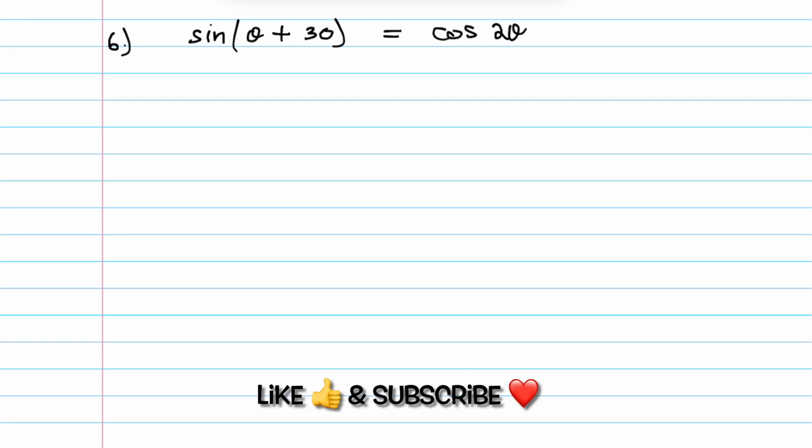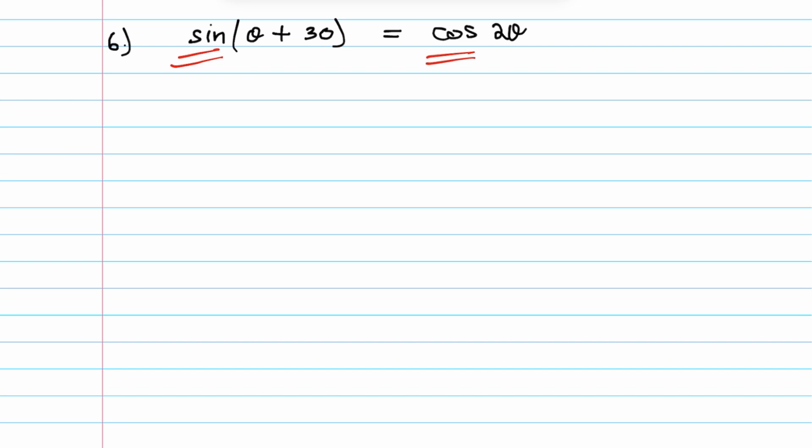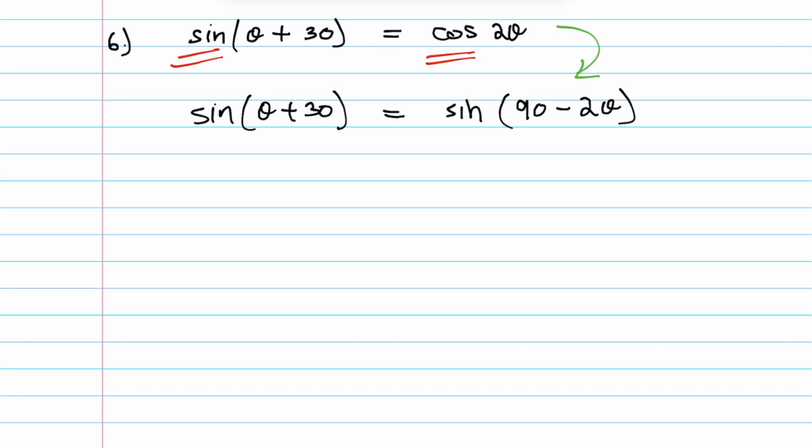Question 6. We have to do the same thing over here, right? We need to get the functions the same. Here's a sine on the left-hand side, and there's a cos on the right-hand side. So we're going to make use of a co-function, which will change the cos of 2 theta into sine of 90 minus 2 theta. If you don't know this relationship, make sure you go and study co-functions.